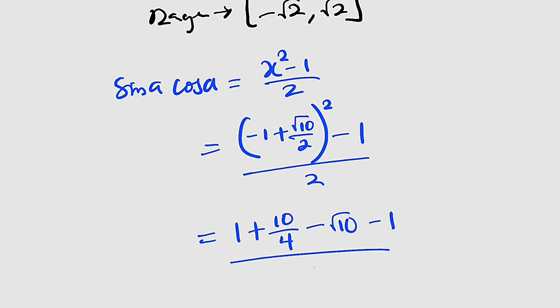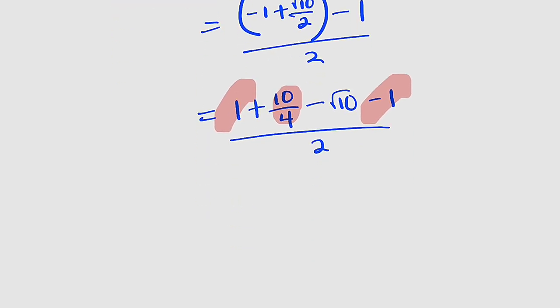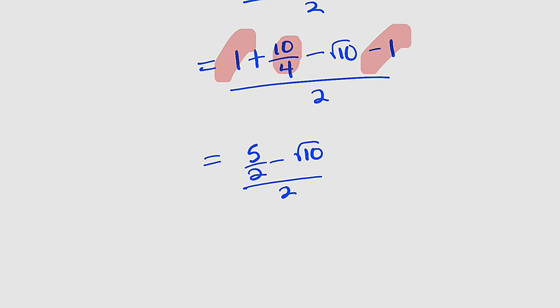Everything divided by 2. So from here, 1 will cancel 1. This to the simplest form will give us 5 divided by 2, right? So this is equal to 5 divided by 2 minus root 10, everything divided by 2. And this 2 will multiply this 2. You have 5 divided by 4. So this is 5 divided by 4, the minus root 10 also divided by 2.